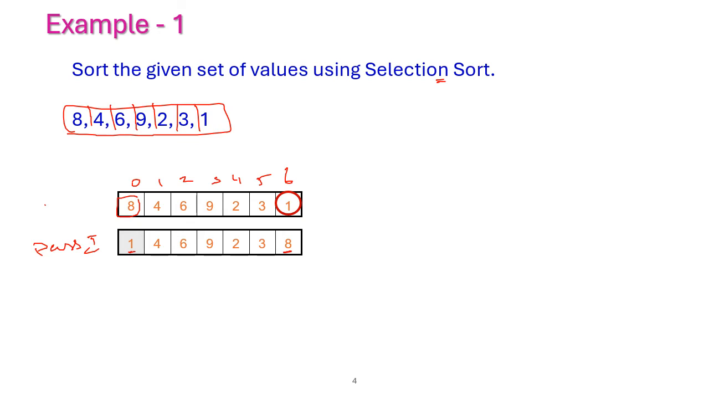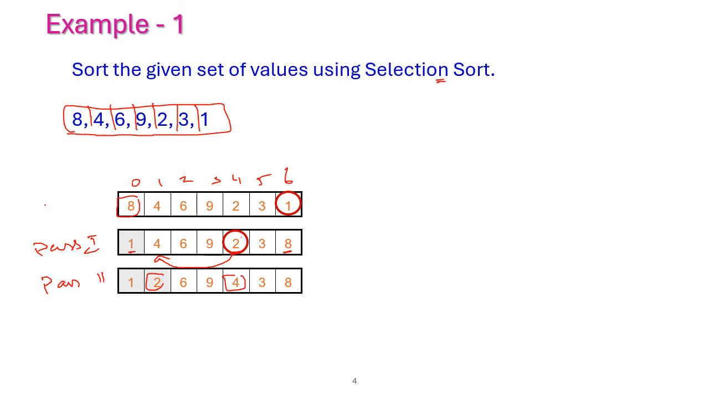And in the next step, we need to identify the next minimum value. Which is the next minimum value? 2 is the next minimum value, isn't it? So now 2 should be replaced with the 4. See, 2 will be placed here and 4 will be placed there. At pass 2, the second lowest value will get its second position.